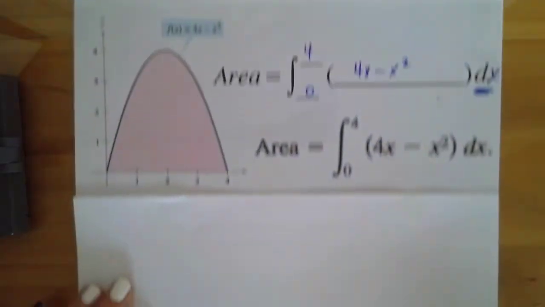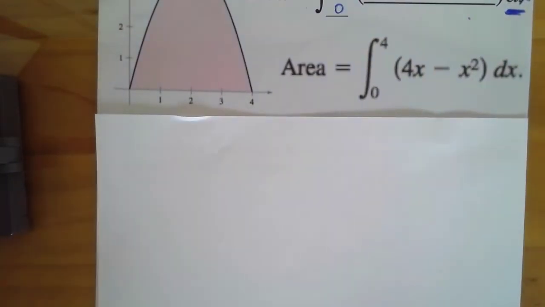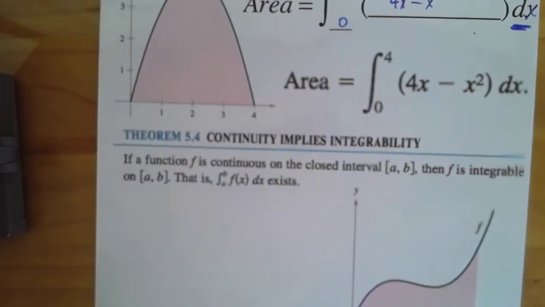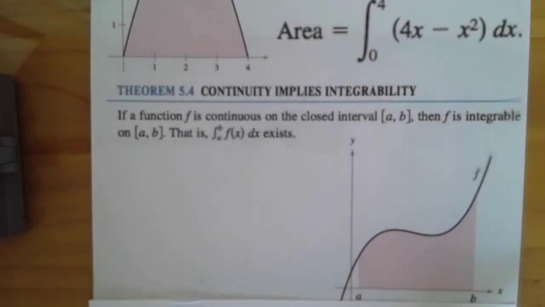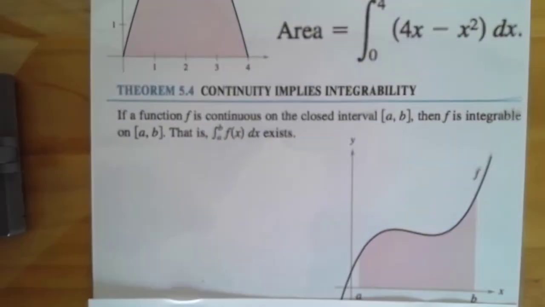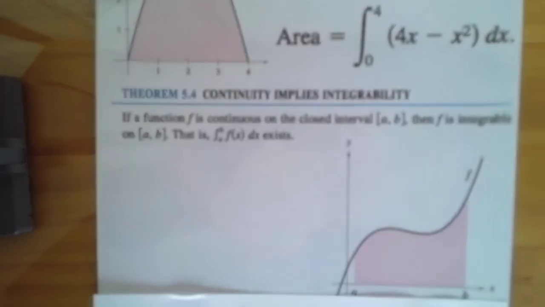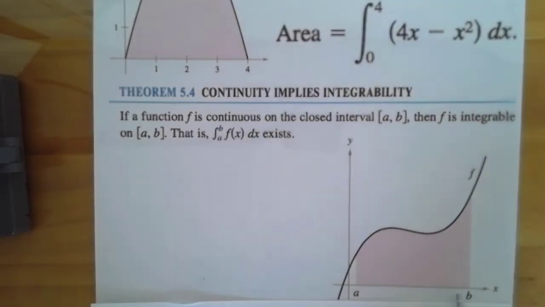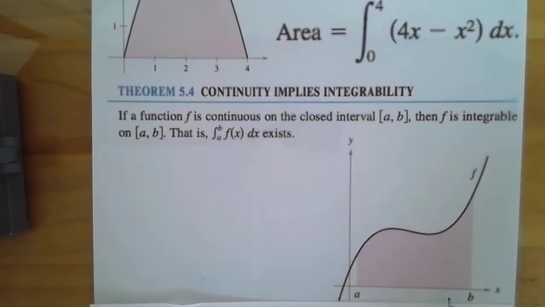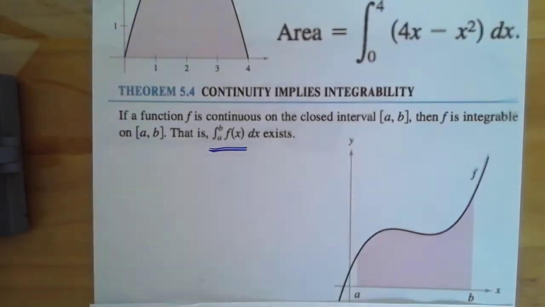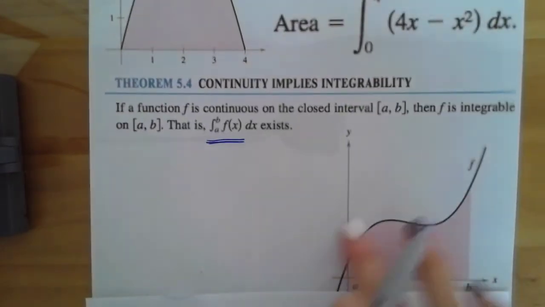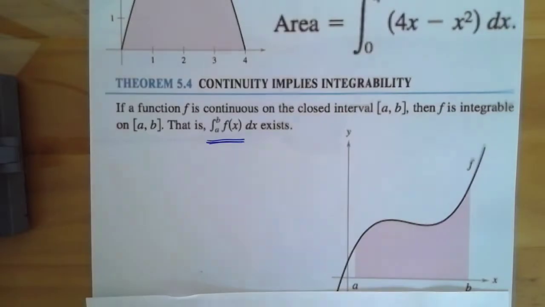I'm just going to give you some theorems that I need to clarify before we move on, just so that we follow the mathematical rules. Continuity implies integrability. If function f is continuous on a closed interval a to b, then f is integrable on a, b, and that's how we define that. And that means it exists, as long as this is continuous and there's no gap. If it is continuous and not discontinuous, then we can find the area under that surface.